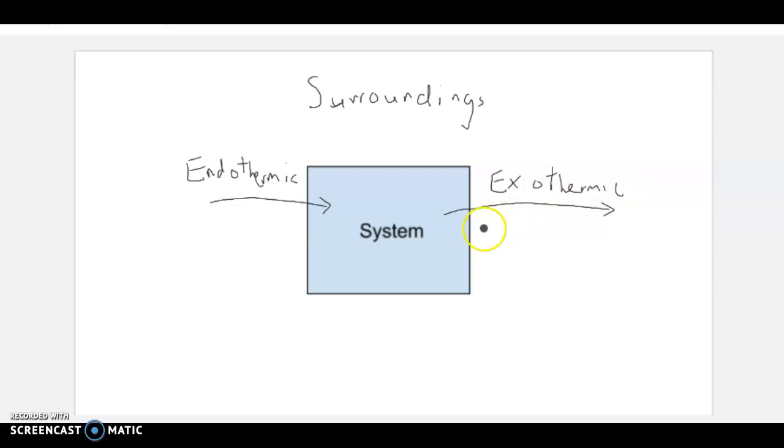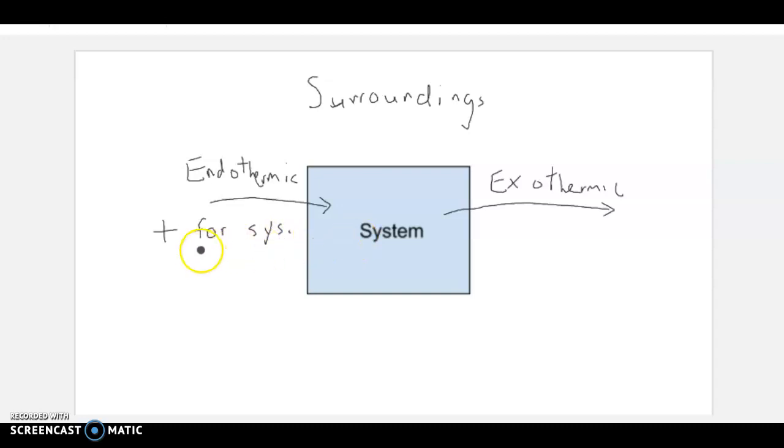When you read these problems for thermodynamics, you just have to be aware of the terminology, and that will tell you: is the energy going into the system, or is it going out? Is it endothermic or is it exothermic? When you talk about an endothermic process, that energy is going to be positive. It's going to be a positive value for the system.